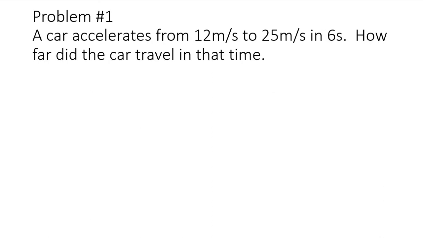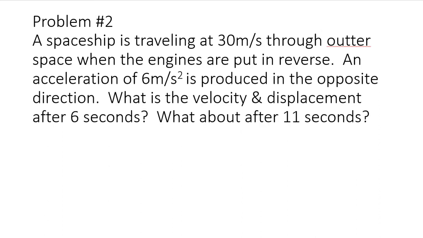Let's look at problem number 2. A spaceship is traveling at 30 meters per second through outer space. Apparently that's not the way you spell outer space, but that's okay. When the engines are put in reverse, an acceleration of 6 meters per second squared is produced in the opposite direction. What is the velocity and displacement after 6 seconds?